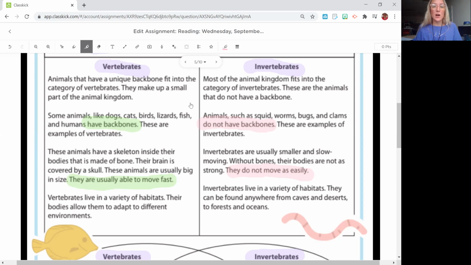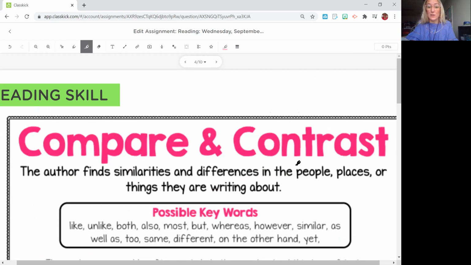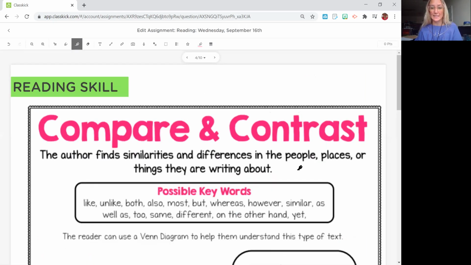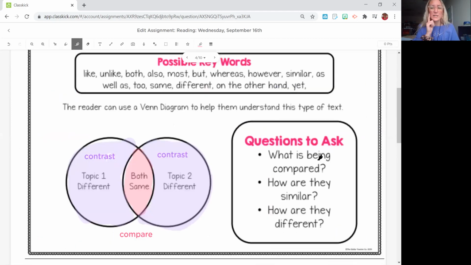Now, before I let you go, I want to go back and look through the most important things about contrasting and comparing a text. Authors use these to show how people, places, and things are different or similar. They use keywords such as like, unlike, both, all of these inside this box to compare them. Those are comparing and contrasting words. When you're trying to think about what is similar and what's different, you can ask these questions. What is being compared? How are they similar? How are they different?